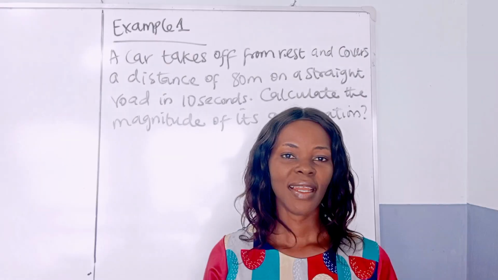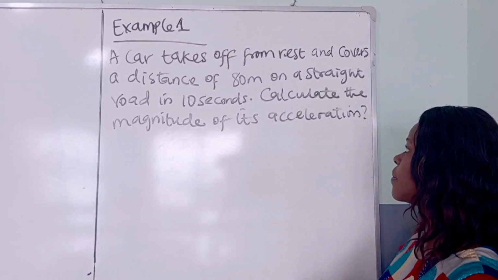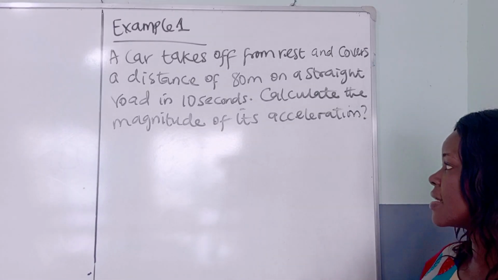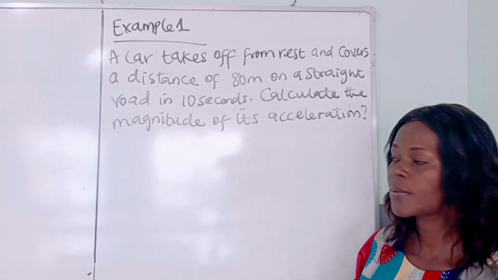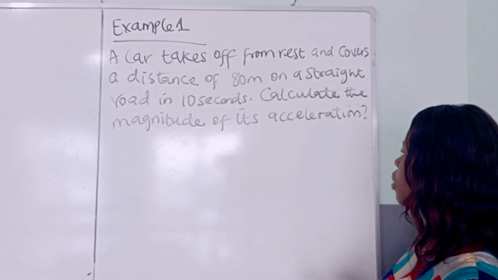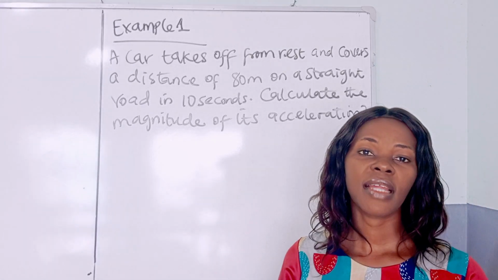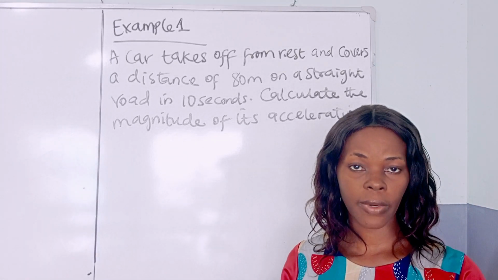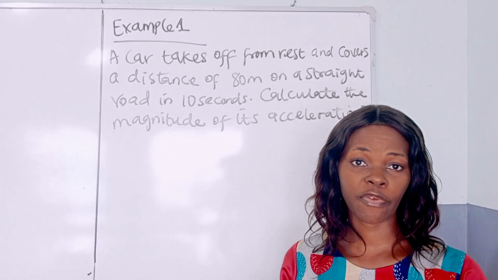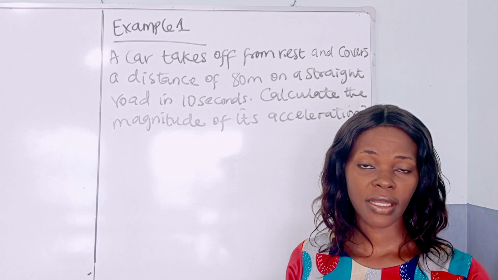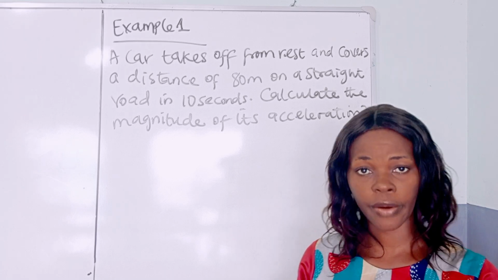Stay tuned. Let's look at this example. A car takes off from rest and covers a distance of 80 meters on a straight road in 10 seconds. Calculate the magnitude of its acceleration. Okay, like I said earlier, once a car takes off from rest, that means the car was in its resting state before it started moving. Okay, so we assume that its initial velocity becomes 0.